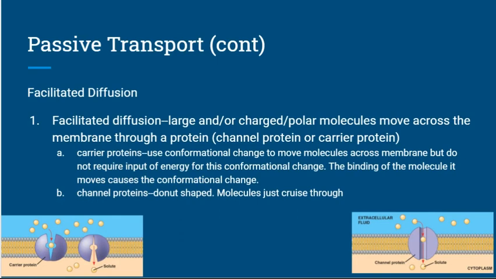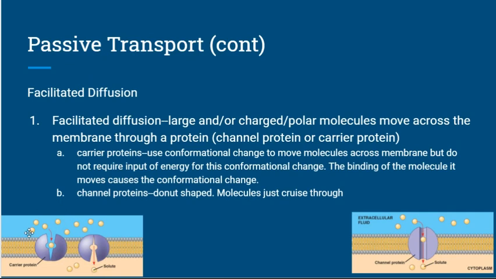Okay, so facilitated diffusion is just when you need to use a protein to move something across. This is still passive, so no energy has been used. You use this for large molecules or for something that's charged or polar. But again, we're still going from high to low. We're not using any energy. And this could be just an open doorway, like a tunnel, which is what this one is.